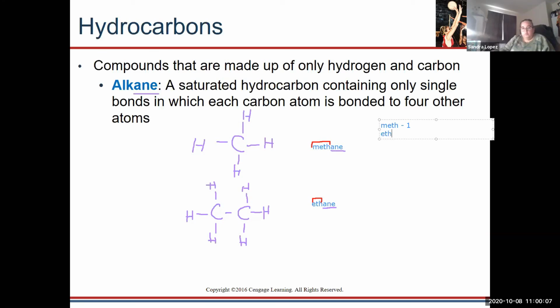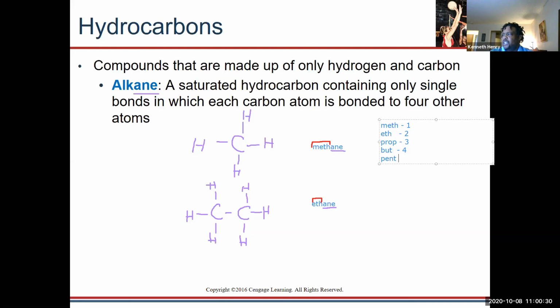Eth means I have two carbons. Prop means I have three carbons. Bute means I have four carbons.